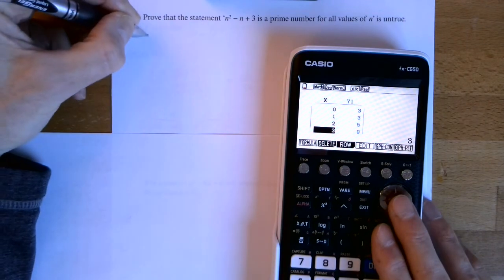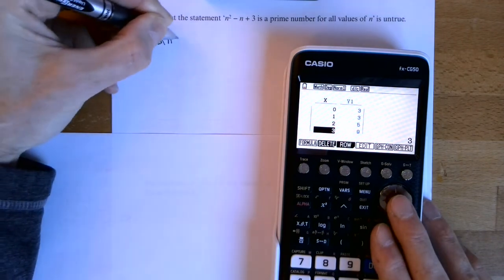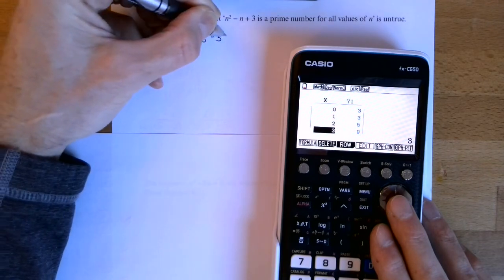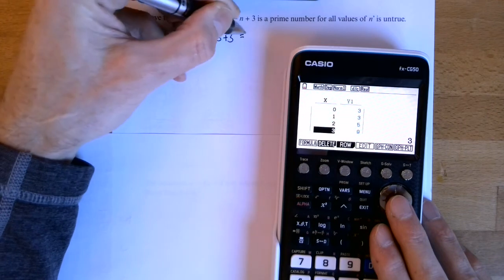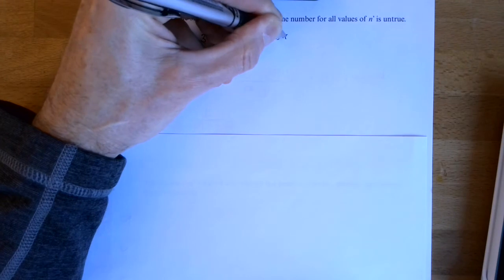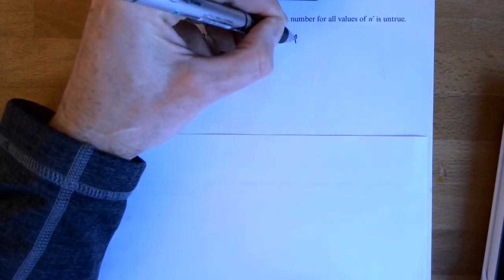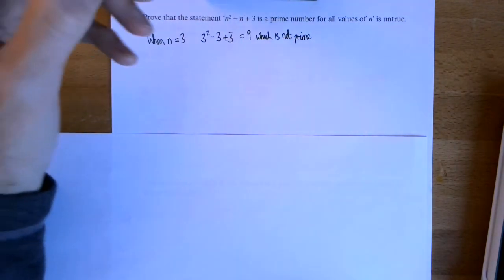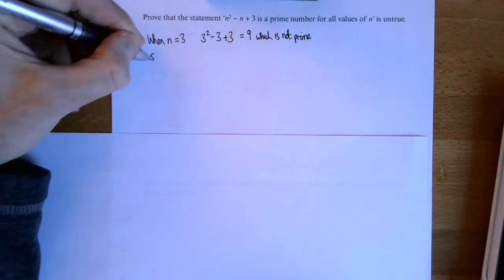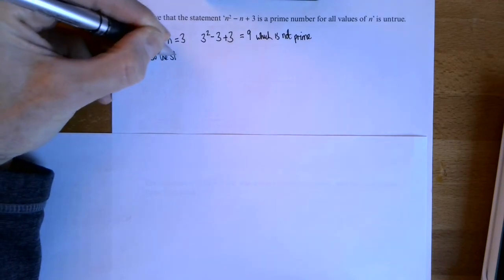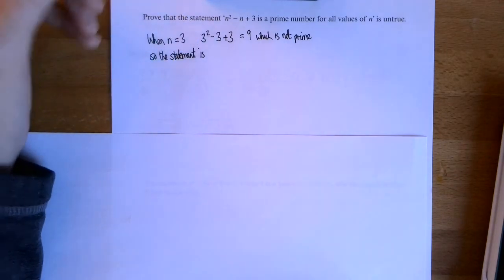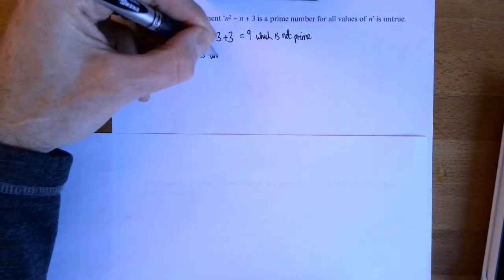I'll say when n is 3, 3 squared minus 3 plus 3 equals 9, which is not a prime number. So the statement is not always true. Well, actually, they say show it's untrue, so the statement is untrue.